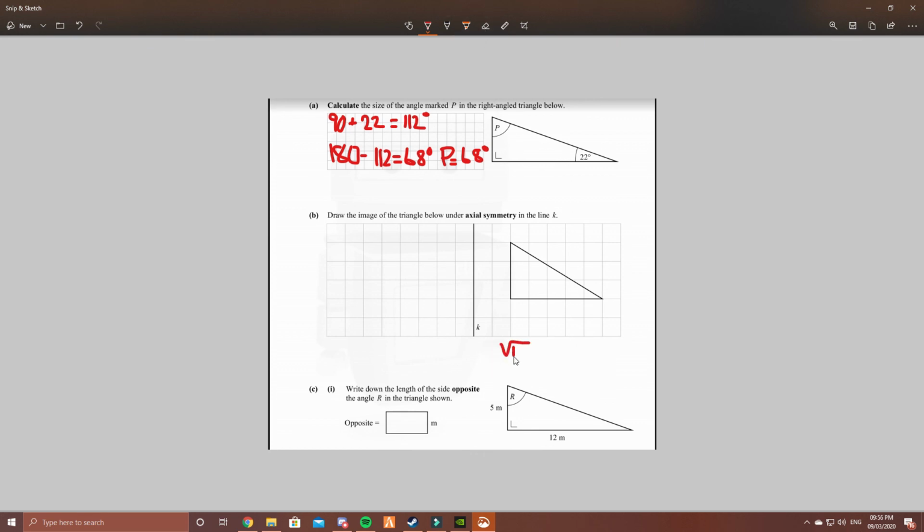If we take that, that's going to give us 13. So our answer is going to be side C. The hypotenuse is going to be 13 meters long.